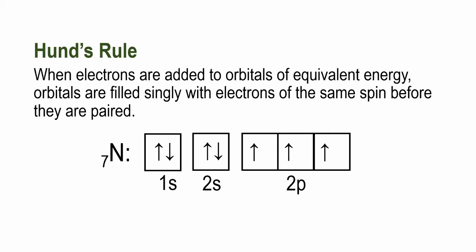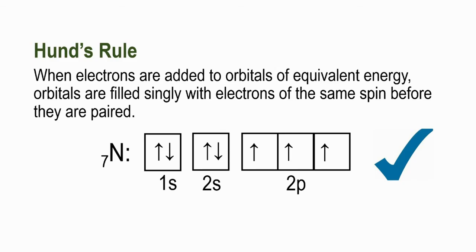Hund's rule. When electrons are added to orbitals of equivalent energy, for example 2px, 2py, and 2pz, the orbitals are filled one by one with electrons of the same spin before they are paired.